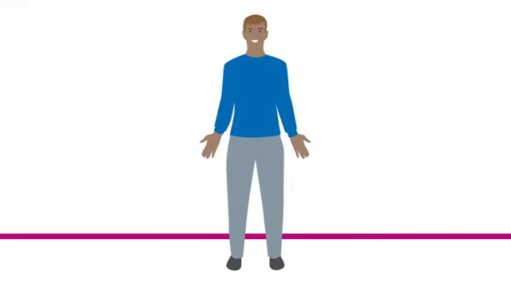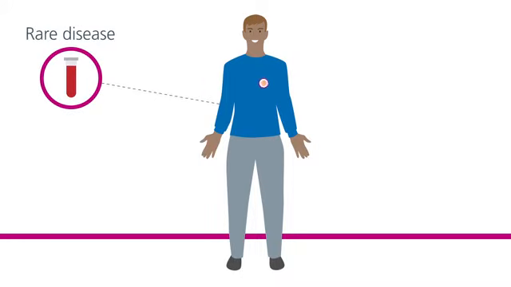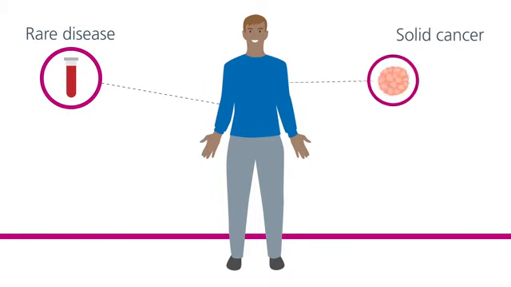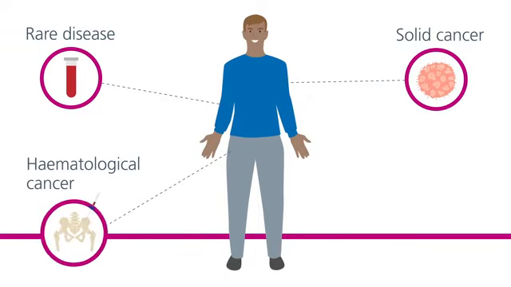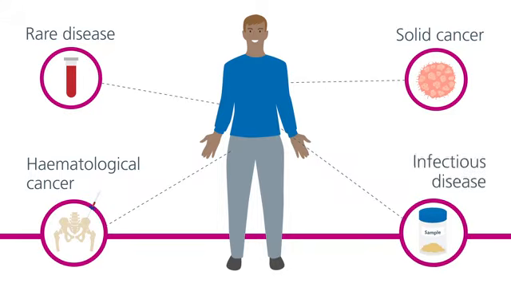A variety of sample types can be used to collect DNA for sequencing, depending on the clinical context. For example, blood samples are often used for rare disease, tumor samples for solid cancer, blood or bone marrow samples for hematological cancer, and samples from the infection site for infectious disease.